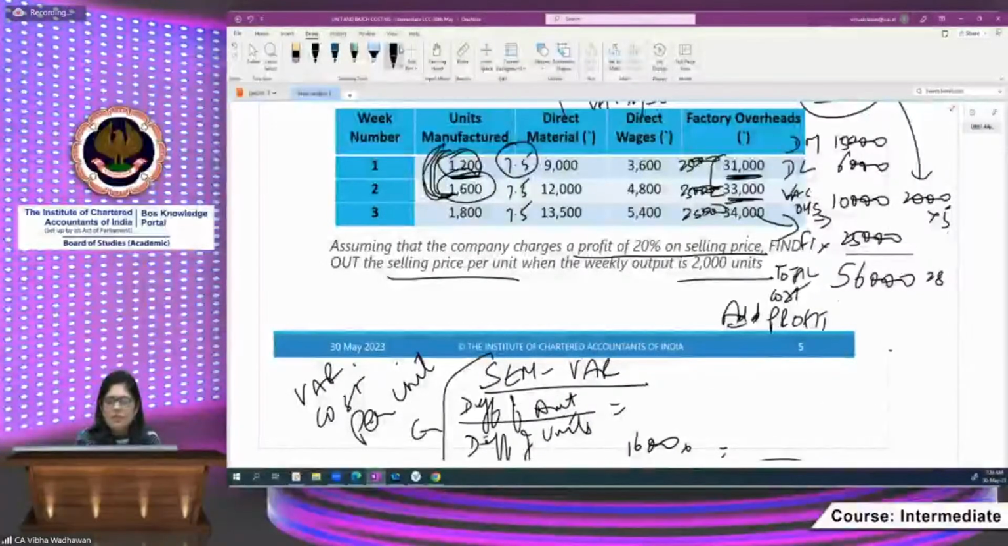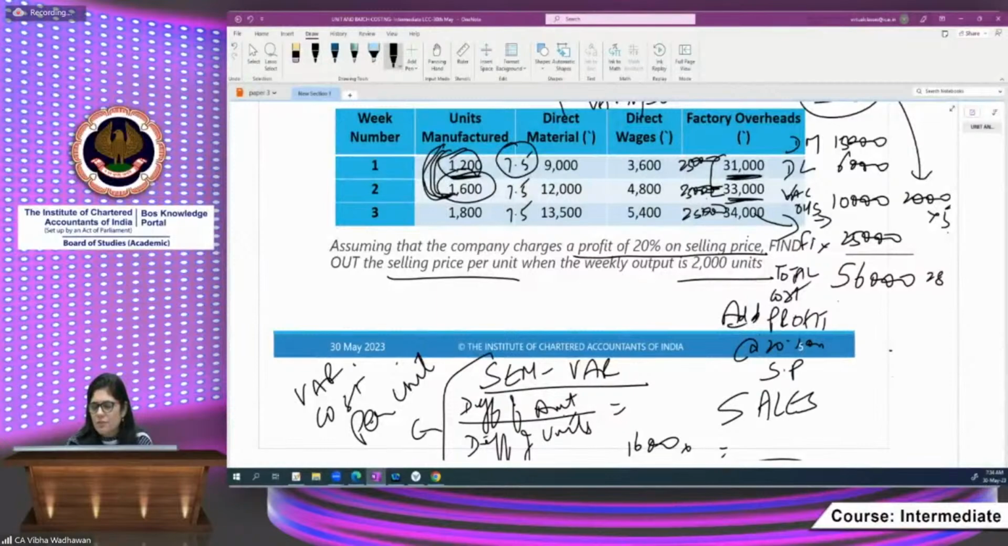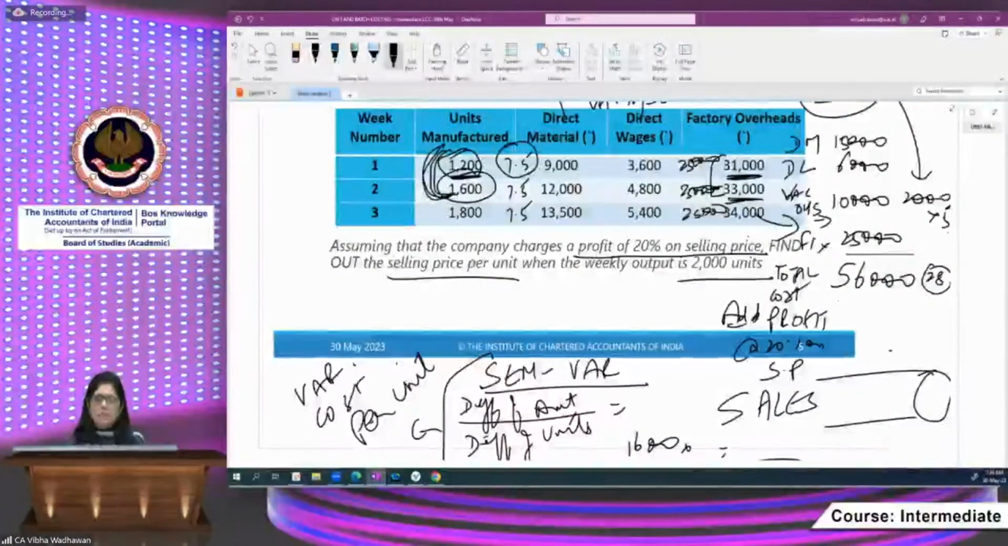Okay, profit is 20% on selling price. Can anybody tell a profit at the rate of 20% on selling price, and selling price is not given to you. So sales, and this is per unit. So let us say how much selling price per unit comes. 56,000 is the total cost and profit is 20% on sales. Clear? And sales is not given. Can anybody tell me the profit? Anybody calculated the profit? Okay, Mayur, that's okay.